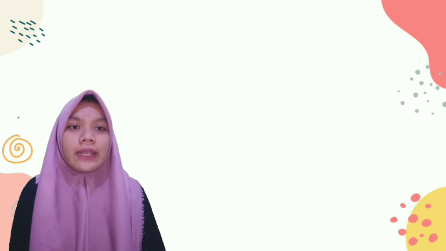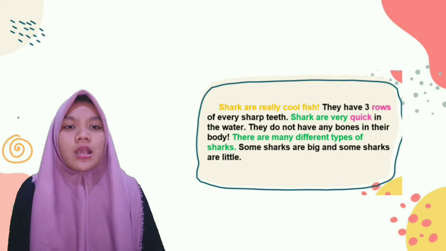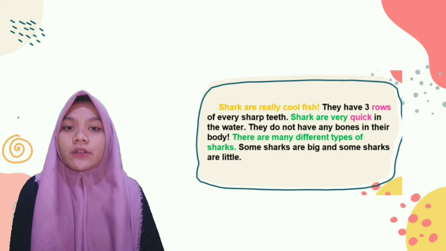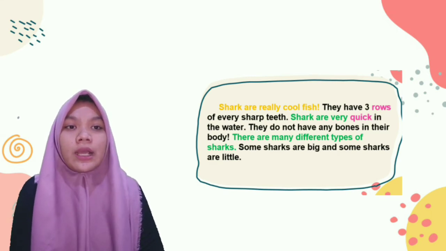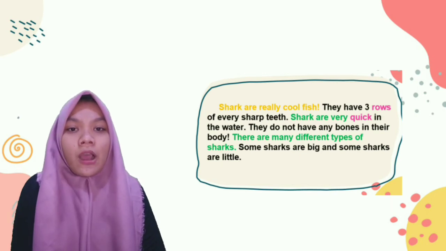This is an example of selective highlighting in a short story. As you can see, there is "Sharks are really cool fish." "Sharks are really cool fish" is highlighted in yellow. It means that "Sharks are really cool fish" is the main idea of this paragraph, and so on.